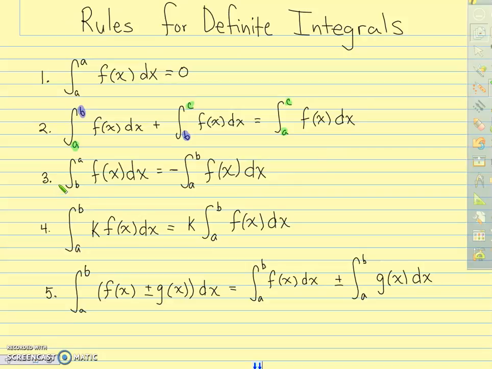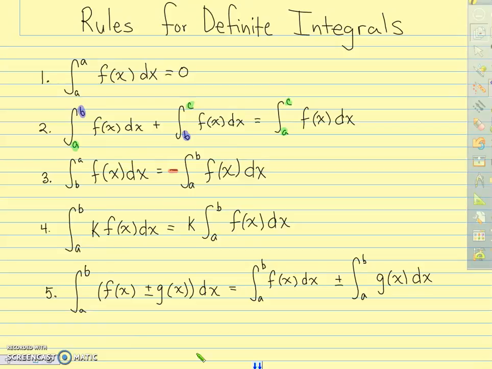Third one is called order of integration. Let's say we have the integral from b to a of f of x dx. However, we want to flip it around. So we flip it to the integral from a to b. That's fine. However, you have to then take the negative of it. So the negative integral from a to b of f of x dx.